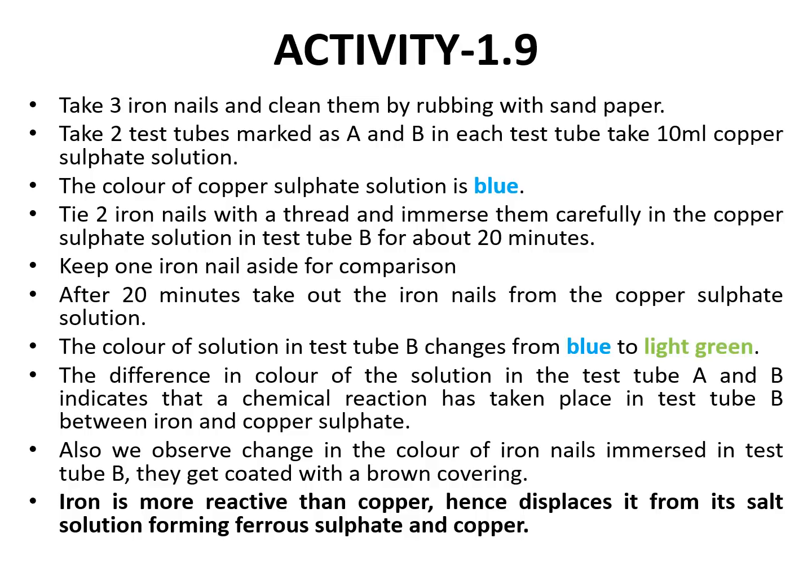After about 15 to 20 minutes, take out the iron nails from the copper sulfate solution. The color of the solution in test tube B changes from blue to light green. The difference in color of the solution in test tubes A and B indicates that a chemical reaction has taken place in test tube B between iron and copper sulfate. Also, we observe a change in the color of iron nails immersed in test tube B. They get coated with a brown covering. Since iron is more reactive than copper, it displaces it from its salt solution, forming ferrous sulfate and copper.